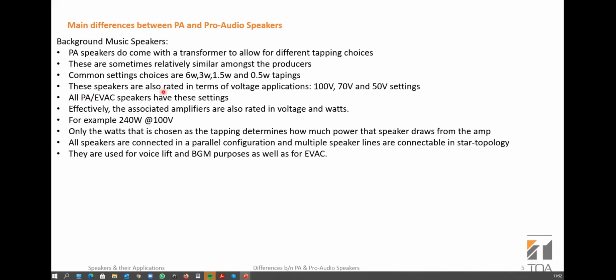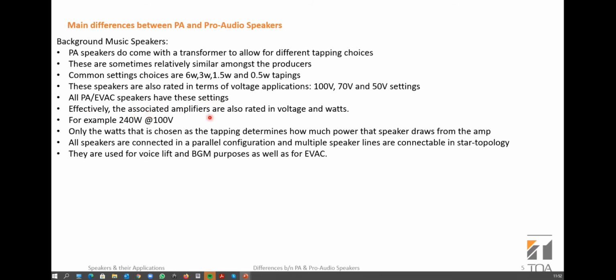These speakers also come rated in terms of voltage application. You will be told this speaker is 6 watt at 100 volt. But if you decide to tap the speaker at 6 watt at 70 volt, it becomes a 3 watt speaker. So when you are buying speakers from TOA, we will give you a guide to please tap the speakers at this level. And we'll tell you on the amplifier, if there's a 70 volt option, use the 100 volt option. All public address EVAC speakers have these tappings.